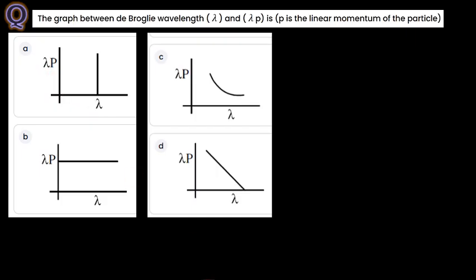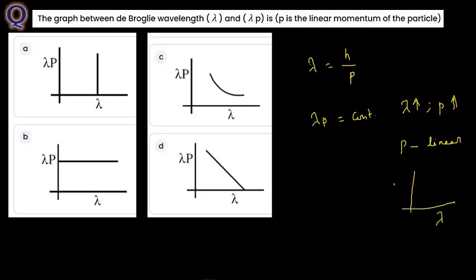So now I will show you again the same: the de Broglie wavelength lambda is equal to h divided by p, or even lambda p will be equal to constant. See, in this case, as the lambda value increases, similarly the p value will also increase, and p is the linear momentum, which is similar to a linear equation. As the lambda value increases, the p value will also increase. That is about linear in this case.